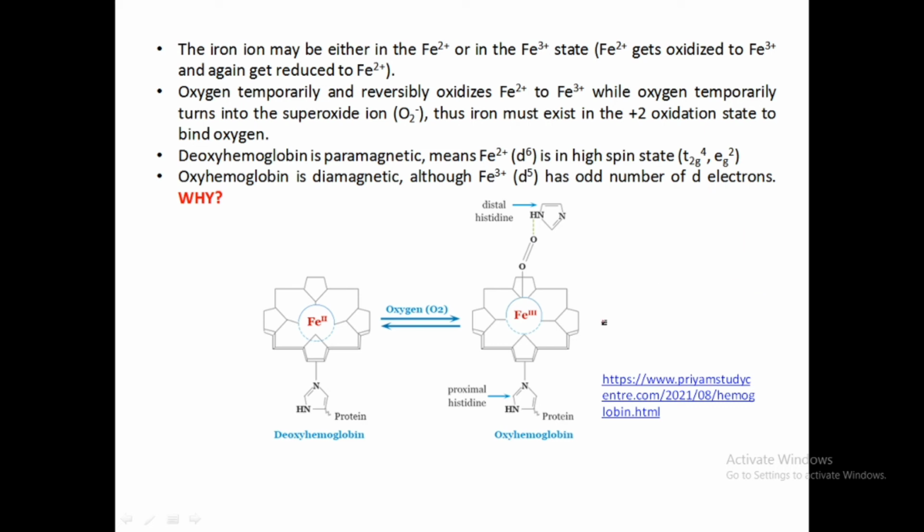Coming to the oxy form of hemoglobin, it is seen that oxyhemoglobin is a diamagnetic system. That means it's a paired system, or all the electrons are present in the paired state. Now, oxyhemoglobin has an electronic configuration of d5. It is Fe3+. That means it is a d5 system having an odd number of d electrons. So how can you explain the diamagnetic behavior of such a species, wherein we know that if it is Fe3+, it's a d5 system, it will have an odd number of d electrons?